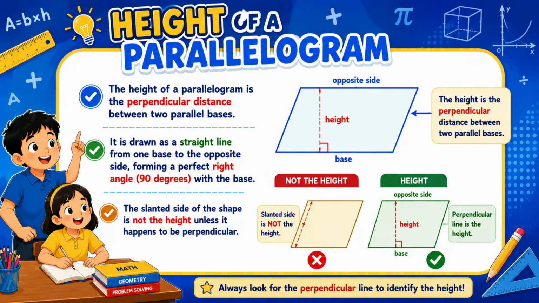A height is drawn from one side perpendicular to the opposite side. Sometimes it is inside the figure. Notice that the slanted side is not the height.